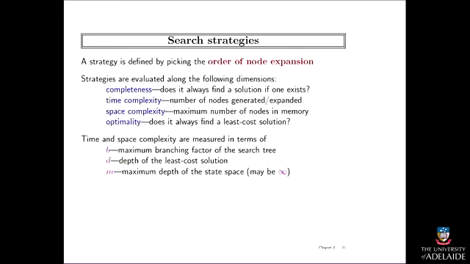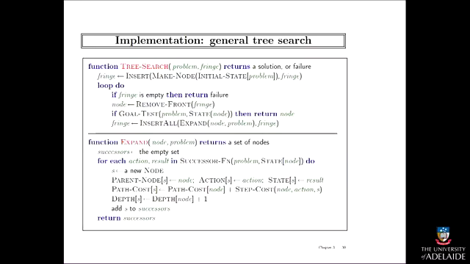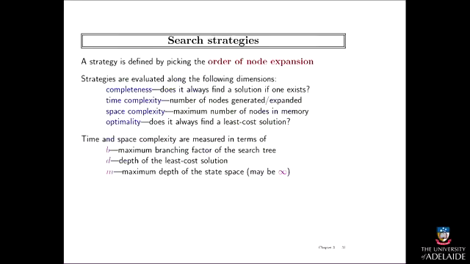And we can measure the time and space complexity in terms of various properties of the tree. B, the branching factor of the tree: how many nodes are we typically expanding in this function here? That would be B. D is the depth of the least cost solution. So if there is a solution somewhere in this tree, D is the depth where that solution exists. And M is the maximum depth of the state space.